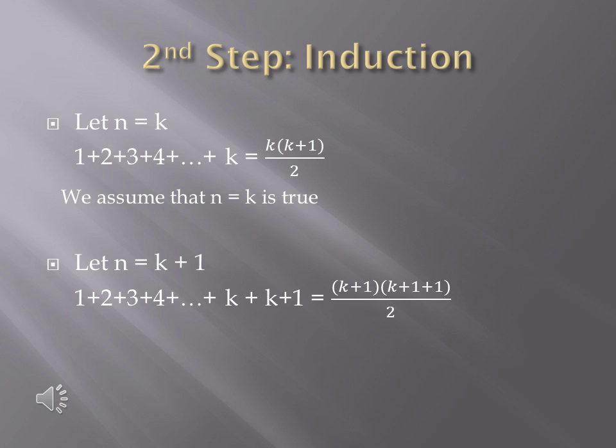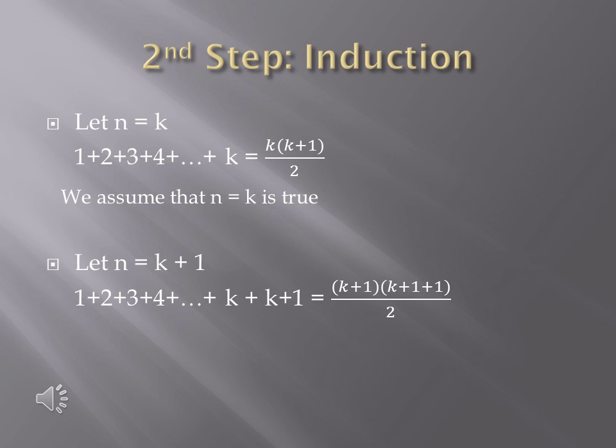For the second step, the induction step, first we let n equals k. Like on the first step, we would just substitute k to all the n values, which will give us 1 plus 2 plus 3 plus 4 all the way up to k equals k times the quantity of k plus 1 over 2. Now we will assume that n equals k is true.